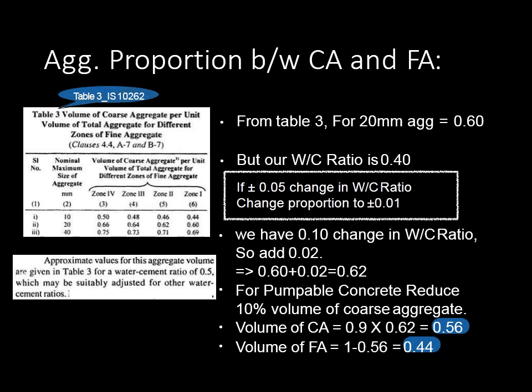So we add 0.02, that is 0.60 plus 0.02 is equal to 0.62. For pumpable concrete, reduce the volume of coarse aggregate by 10%. That is, volume of coarse aggregate is equal to 0.9 into 0.62, which is equal to 0.56. Volume of fine aggregate will be 1 minus 0.56, which is equal to 0.44.